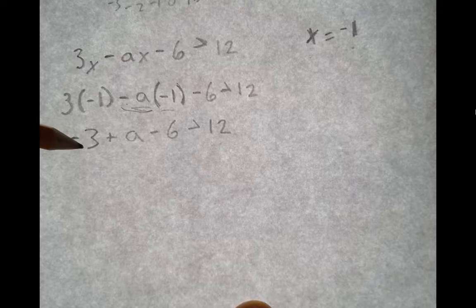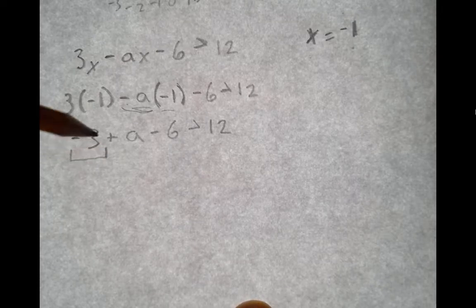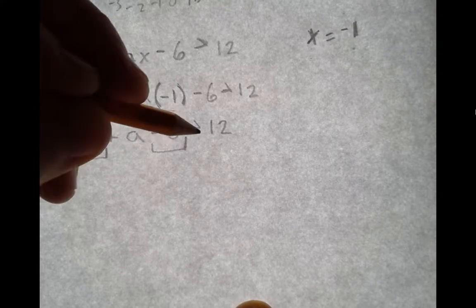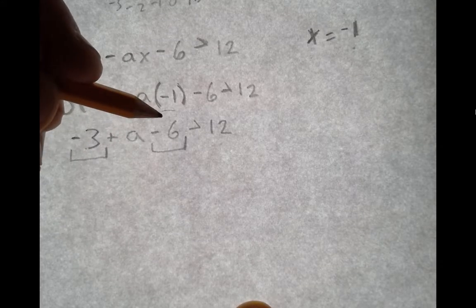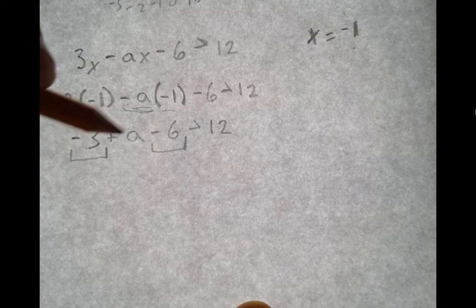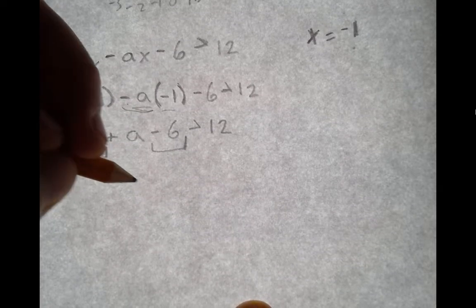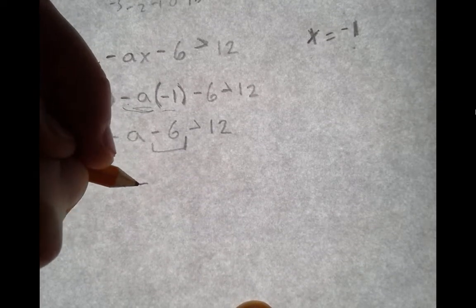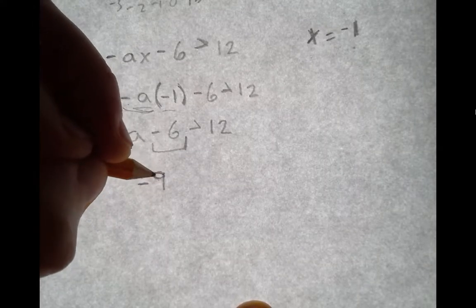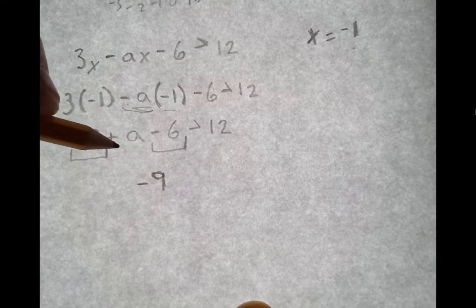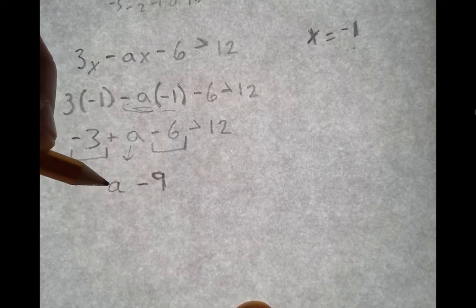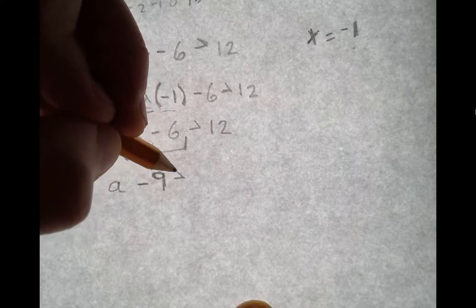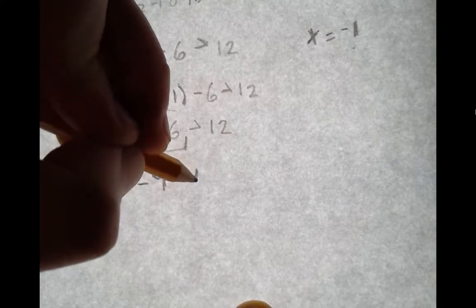Now, let's not forget we can combine our like terms. This -3, this -6, they're both on the same side. They both don't have a variable. -3 minus 6, or maybe you want to say -3 plus -6, that's going to become -9. And that a just comes down, doesn't have anything to combine with. So a minus 9 greater than 12.